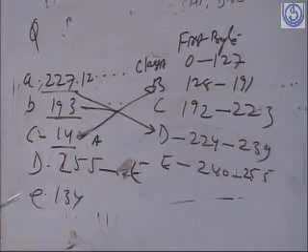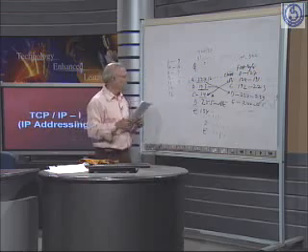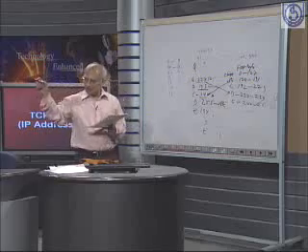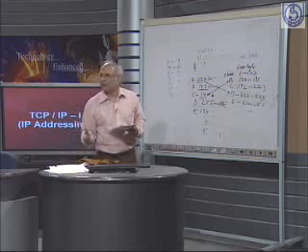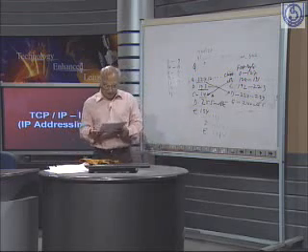And finally 134. 134 is B, because it is somewhere here, right? So this way, most of your machines you will see these addresses, and you can easily identify which class it belongs to. This is the most important thing you have to understand.